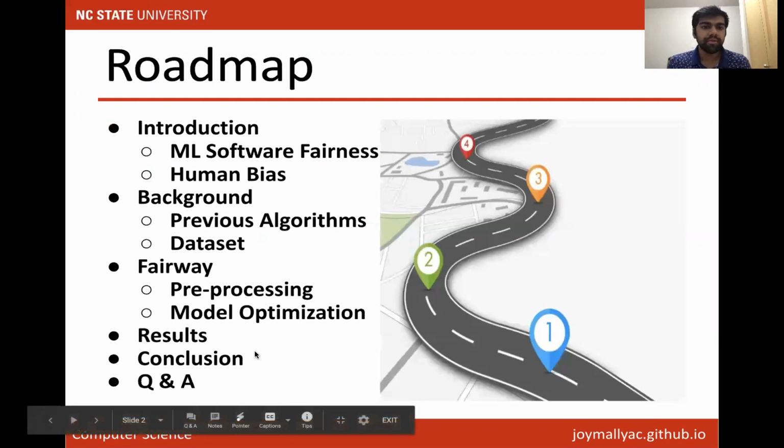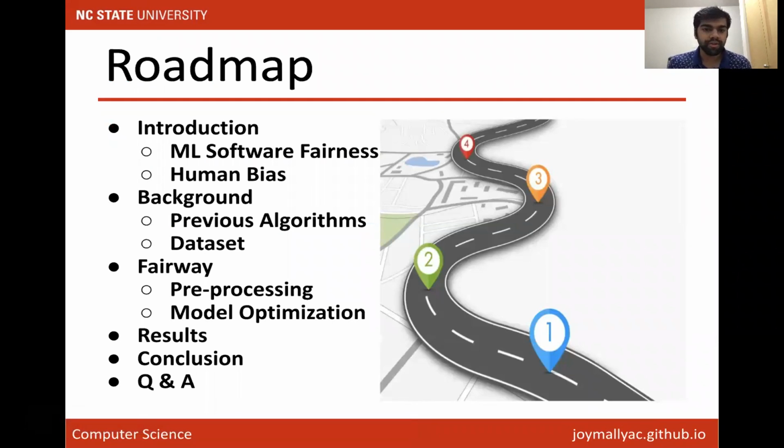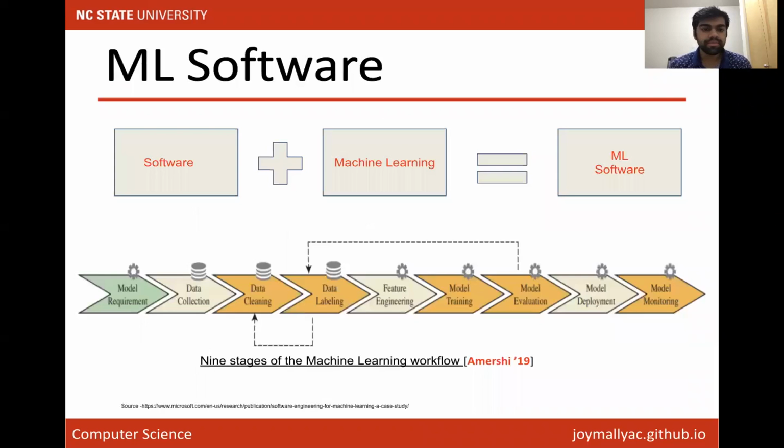Okay, this is a brief roadmap of my talk. First, I will give an introduction about ML software fairness. I will talk about human bias. Then I will give you some background about previous works and dataset. Finally, I will talk about my strategy Fairway, which combines two procedures. First is pre-processing and second is model optimization. Then I will talk about the results I achieved in the form of research questions, then the conclusion and question answer.